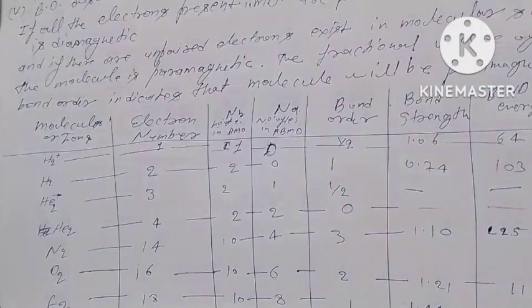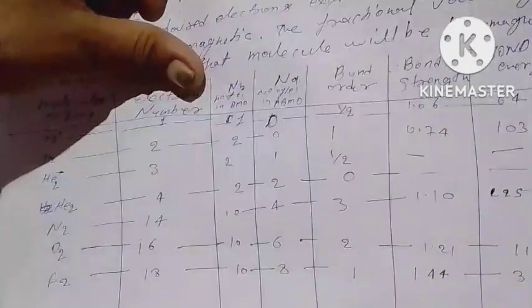Next is the molecular orbital diagram of some diatomic molecules or ions.